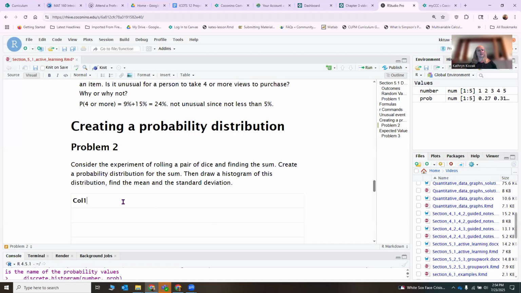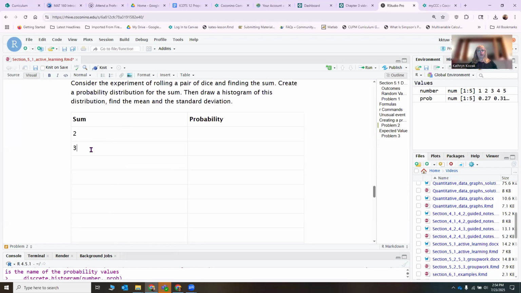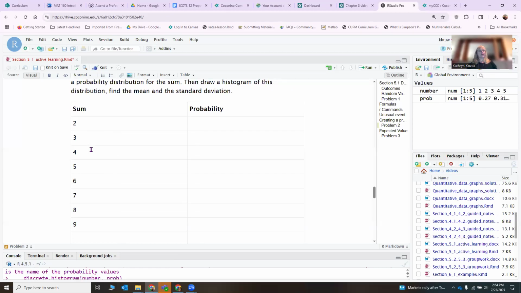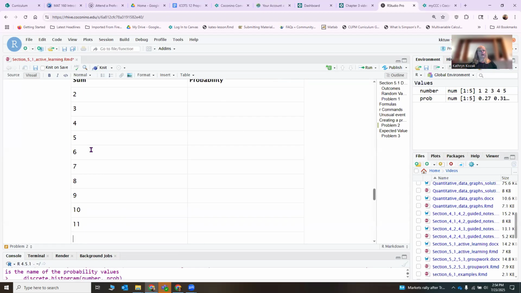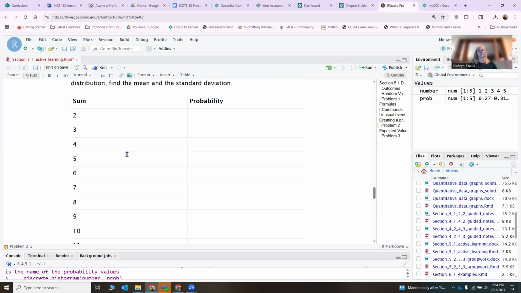No, actually, I needed two columns. I apologize. So insert a column. Okay. So my first column is going to be the sum. My second column is going to be the probability. So again, I can get 2, 3, 4, 5, 6, 7, 8, 9, 10, 11, and 12 as my sums.